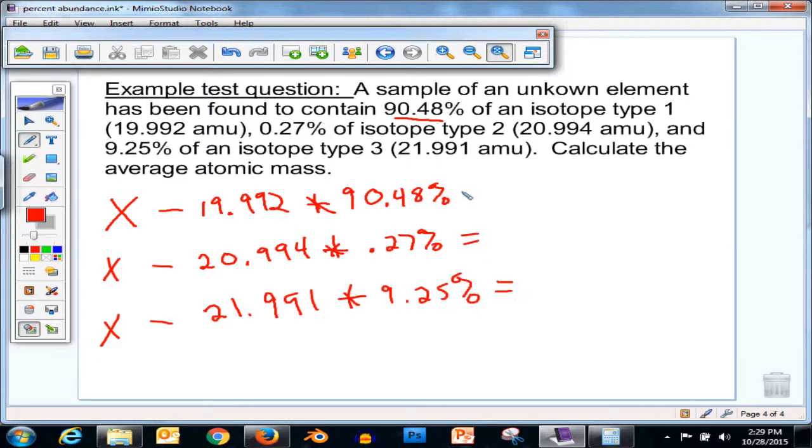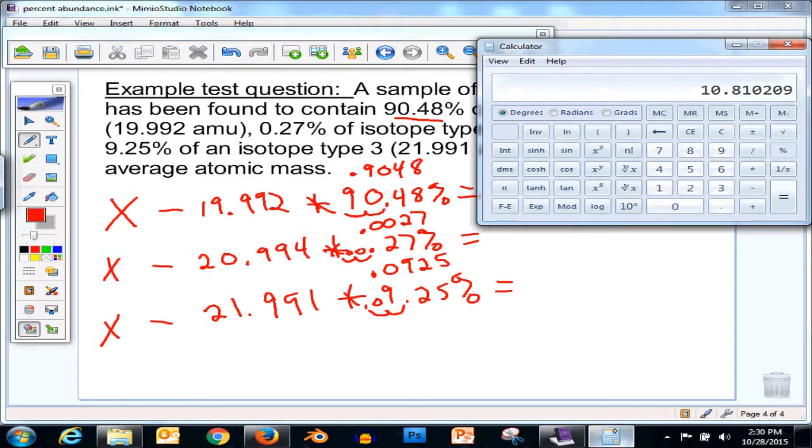Okay? So what's the first step? What do we need to do next? Next we do need to convert these to decimals. So that's 0.9048, 0.0027, 0.0925. Okay? So now we've got to multiply.